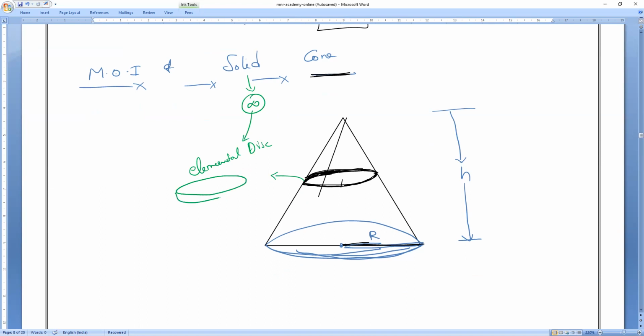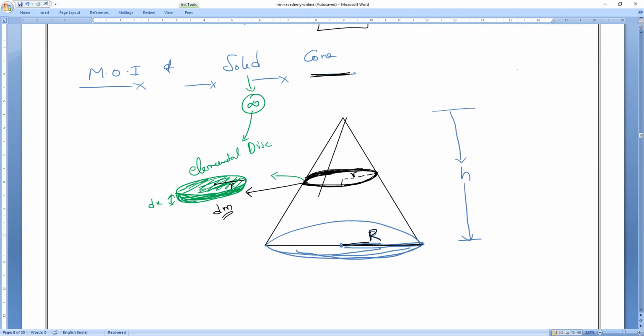Definitely the disc has some thickness. We assume the thickness of the disc is dx, and its mass is distributed. Let me take the radius of this disc as small r. Here the capital R is the cone's radius, and here the radius of the disc is small r. Let me take the disc mass as dm.